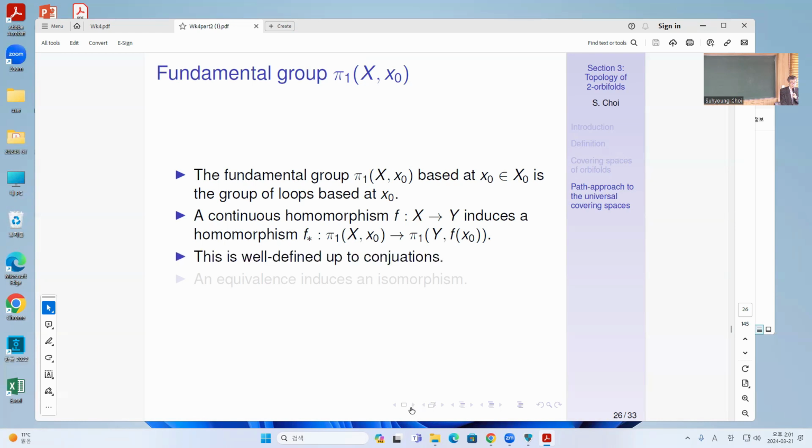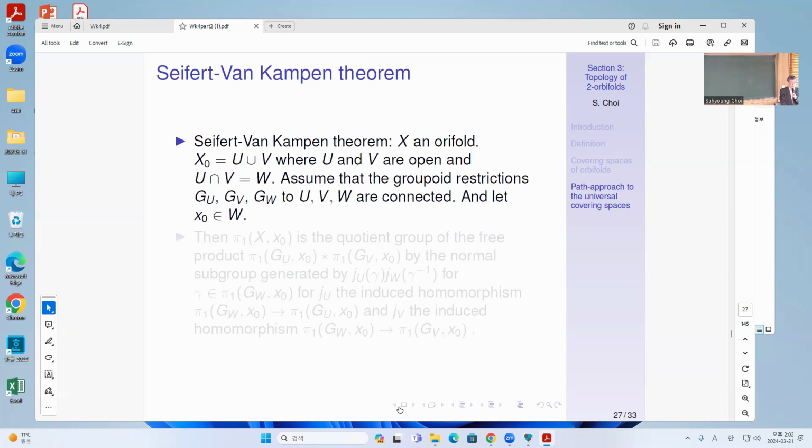Okay. This is well defined up to conjugation, and so equivalence of the orbifolds will give an isomorphism. So the nice thing is that you can have a Seifert-Van Kampen theorem.